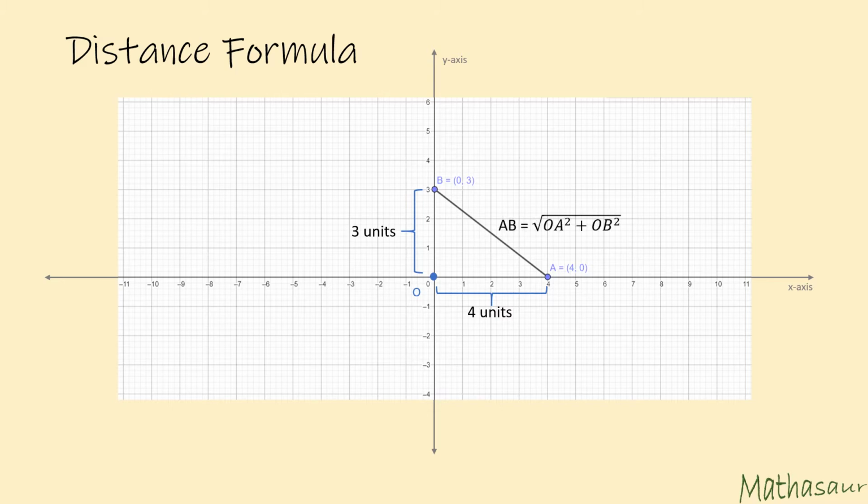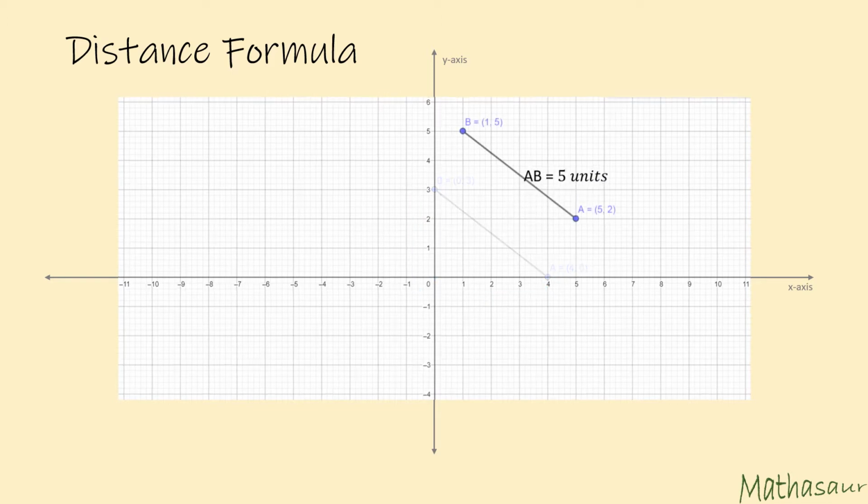Now we can easily find out AB using the Pythagoras theorem. So AB square would be equal to OA square plus OB square. Substituting the values for OA and OB, we find out that AB is equal to 5 units. Now let us shift this segment AB somewhere in the first quadrant. Now the length of this segment is not so obvious, although we know that it measures 5 units.